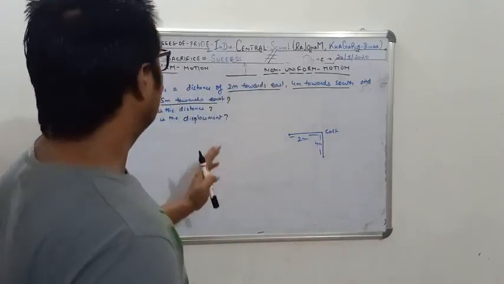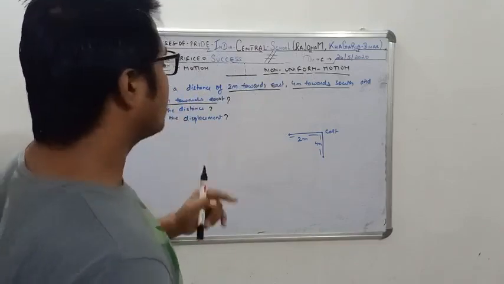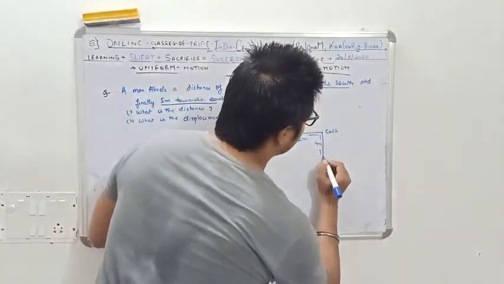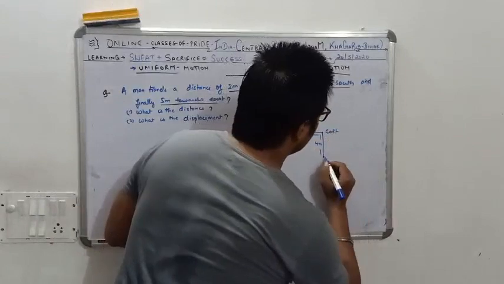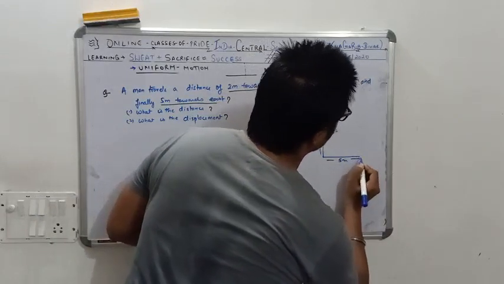And finally, he moves 5 meters towards east. From here, where will east be? The east will be again in this direction. So this is 5 meters towards east.